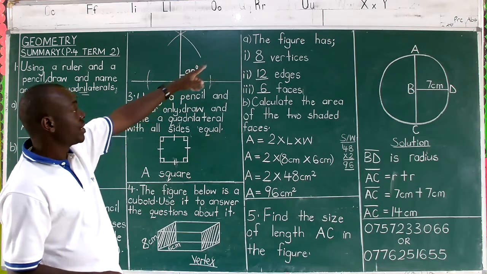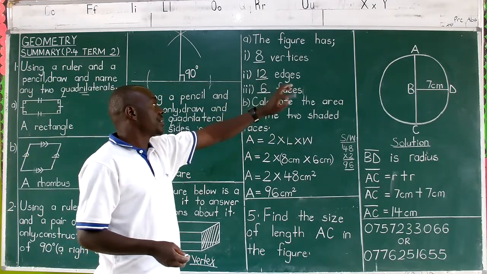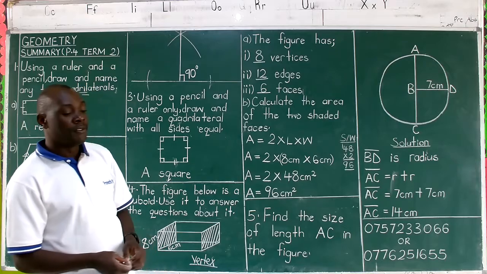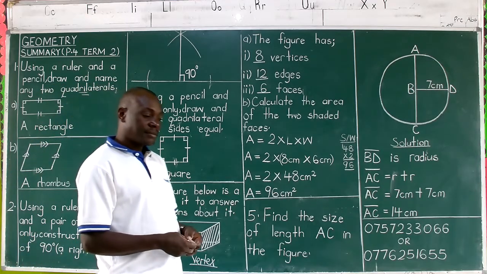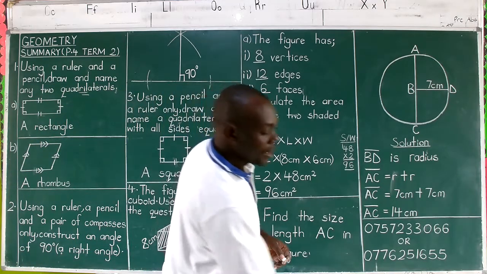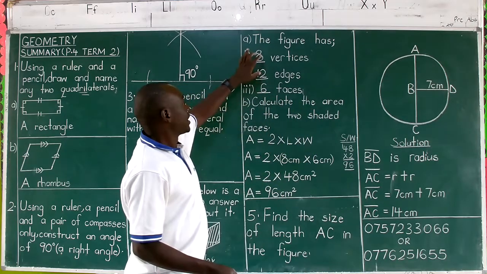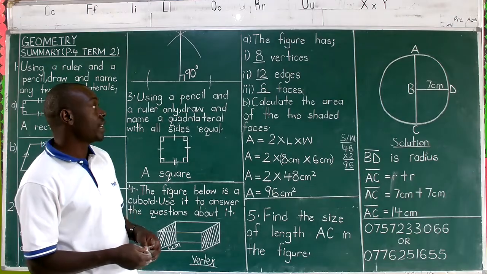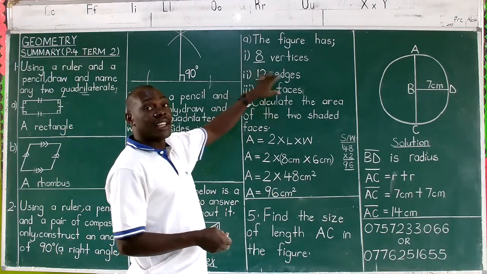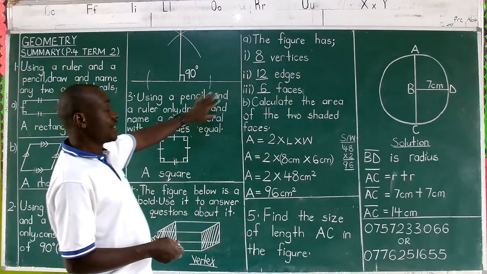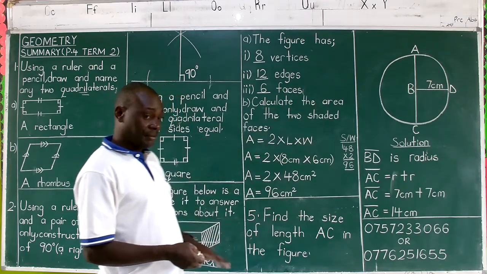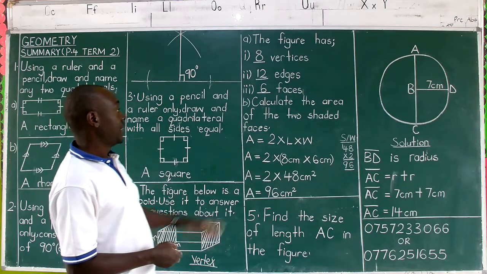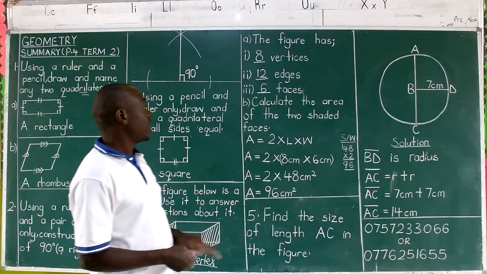So we have found out that the figure called a cuboid, as a 3-dimensional figure, has 8 vertices, those are the corners, 12 edges and 6 faces. Now, part A is answered.